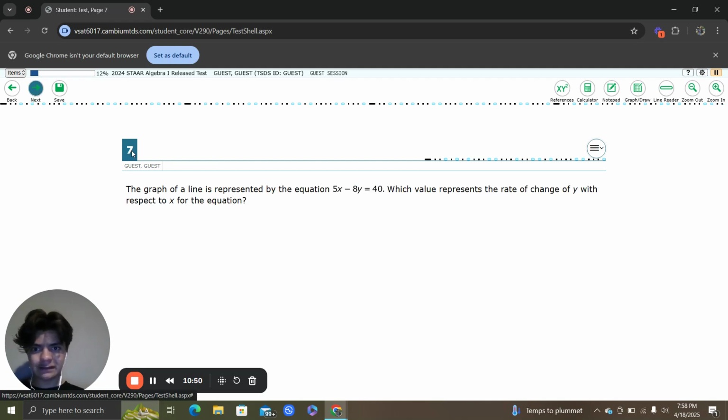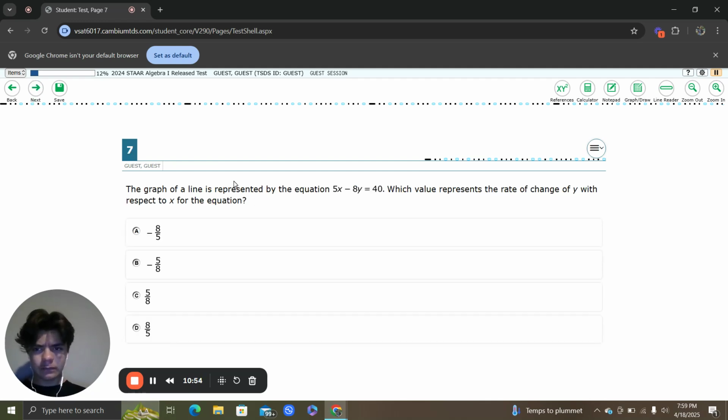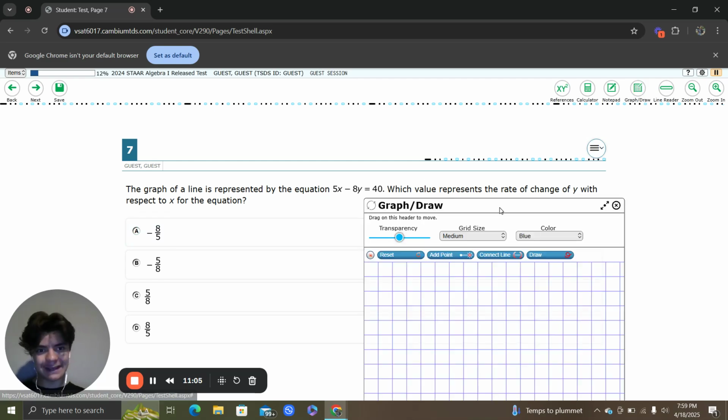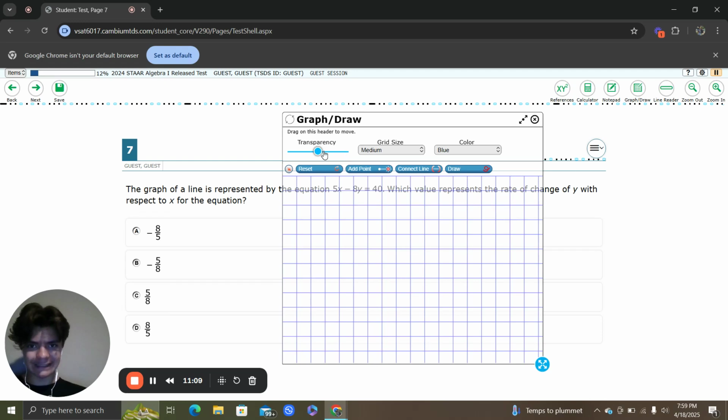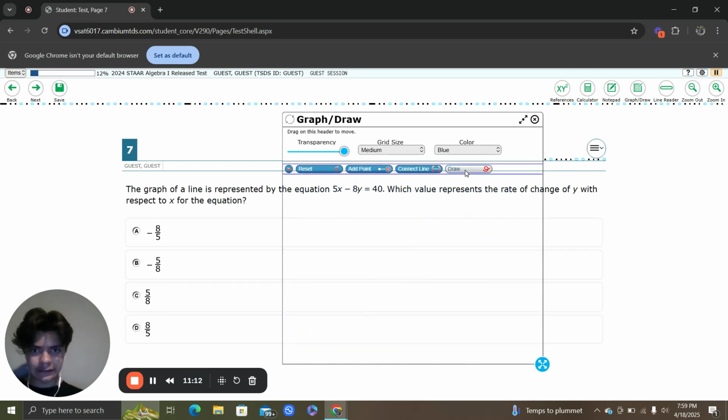Question 7. There's a graph, 5x minus 8y is equal to 40, and you need to find the rate of change. This is called slide x divide y. It's really simple. It's as simple as it sounds. I don't have paper, but if you have paper, do this on paper so you understand my handwriting. Just listen to what I'm telling you. So let's draw this. You have 5x minus 8y is equal to 40.